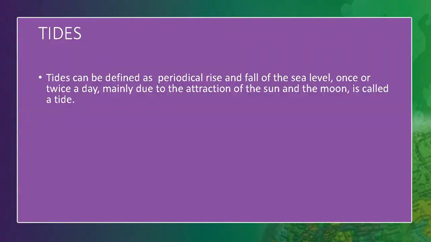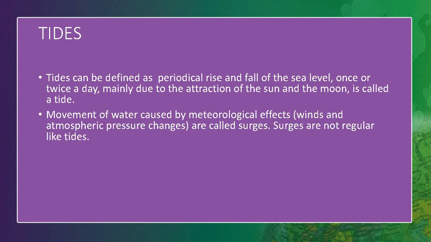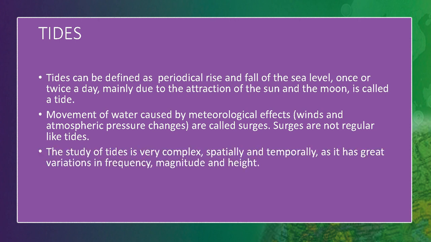Now tides. Tides can be defined as the periodical rise and fall in the sea level, once or twice a day, mainly due to the attraction of the sun and the moon. This is called a tide. Movement of water caused by meteorological effects like wind and atmospheric pressure is called a surge. Surges are not regular like tides. The study of tides is very complex, spatially and temporally, as it has great variations in frequency, magnitude, and height.